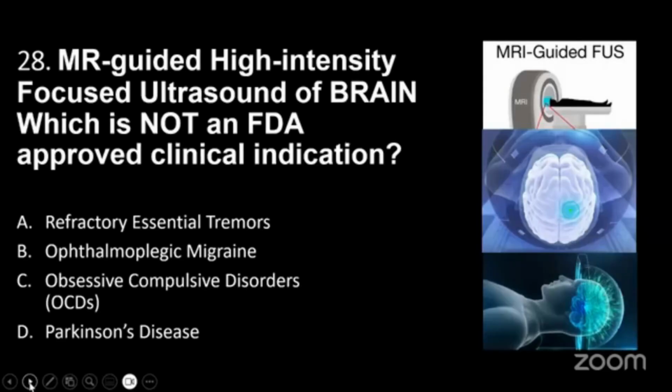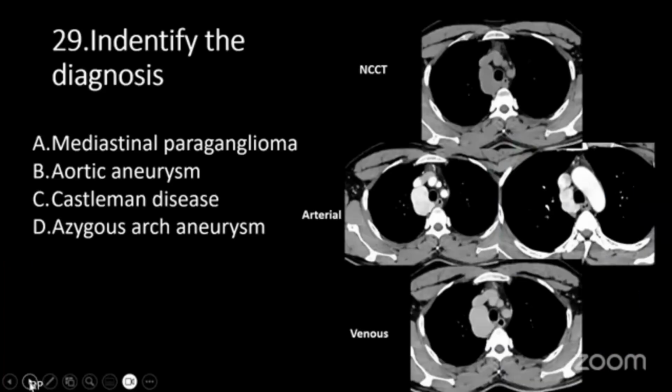MR guided high intensity focused ultrasound of brain is nowadays used to treat all the above except ophthalmoplegic migraine. You can see the blood pool here. It's the venous structure draining into the SVC. So it's azygos vein aneurysm.